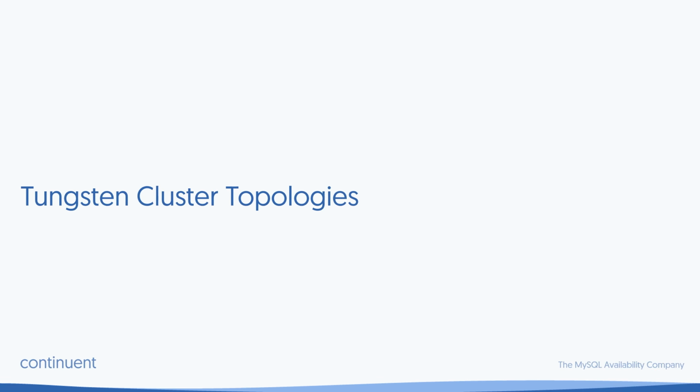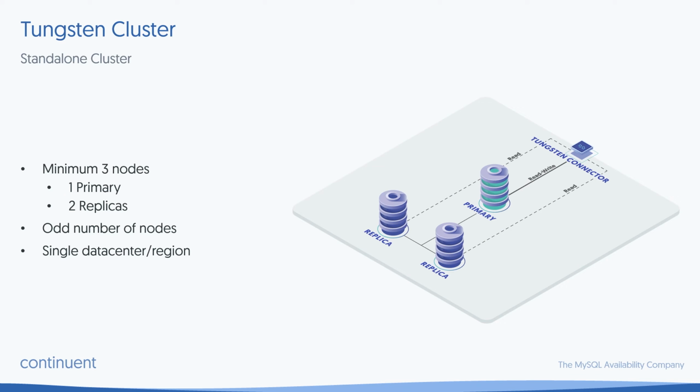So what cluster topologies can we launch using the TMI? Well, first of all, you can launch a standalone cluster, so the typical minimum 3 nodes, which would have one primary node, a minimum of 2 replicas. You can launch more nodes for this standard cluster if you want, but you do need to make sure there is an odd number of nodes to maintain quorum. And this cluster would typically sit within a single data center or a single region.